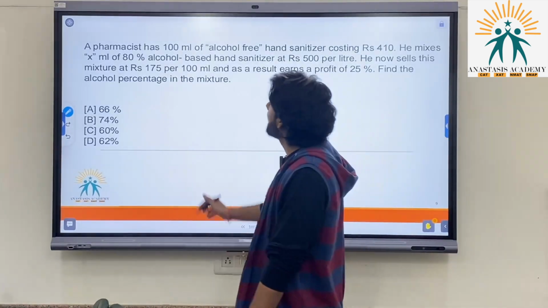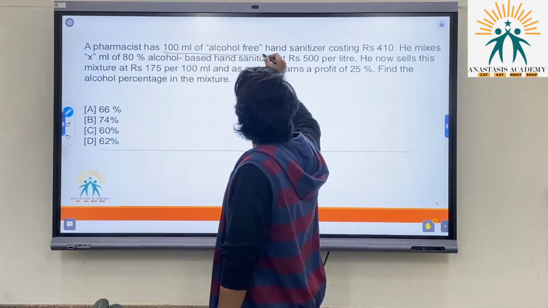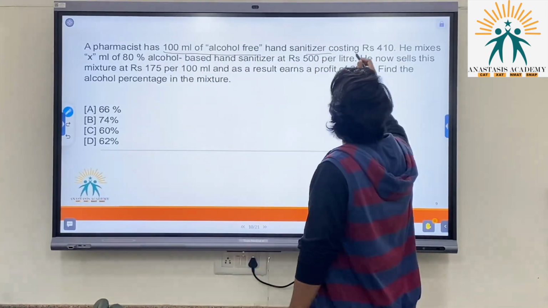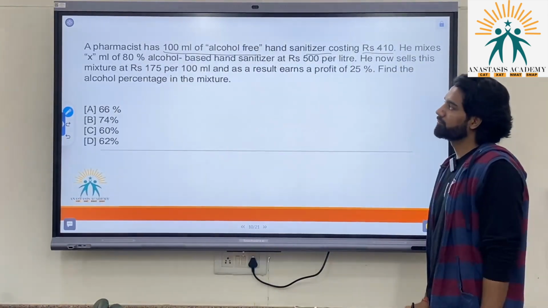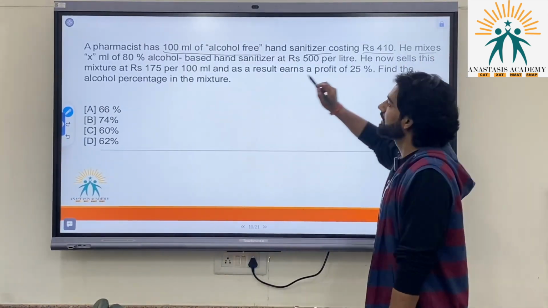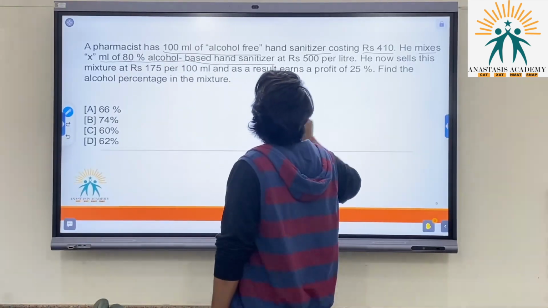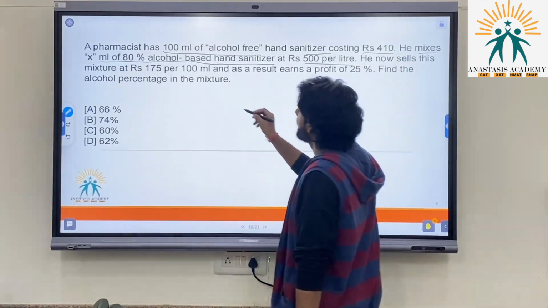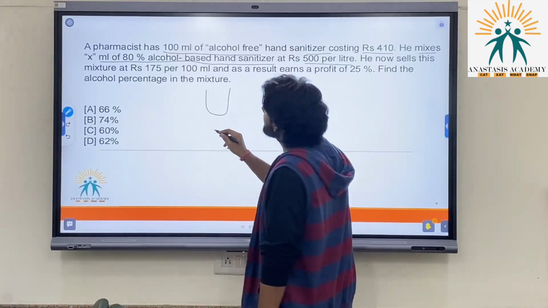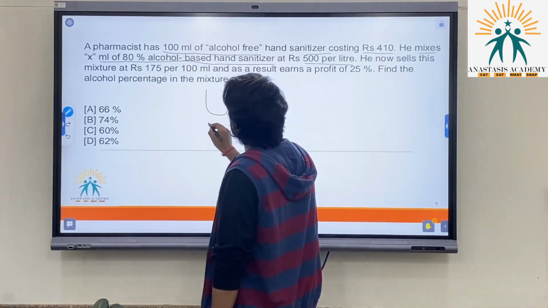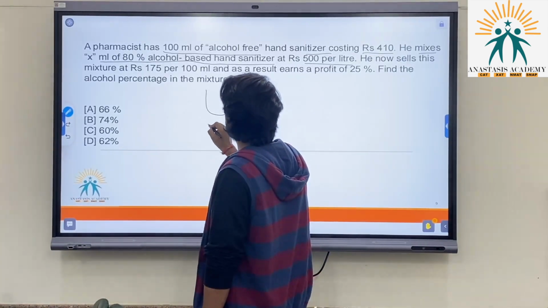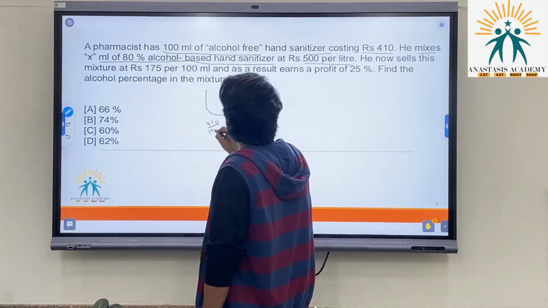A pharmacist has 100 ml of alcohol free hand sanitizer costing rupee 410. He mixes X ml of 80% alcohol based sanitizer at rupee 500 per liter. So he has 100 ml costing 410, so 410 per 100 ml.